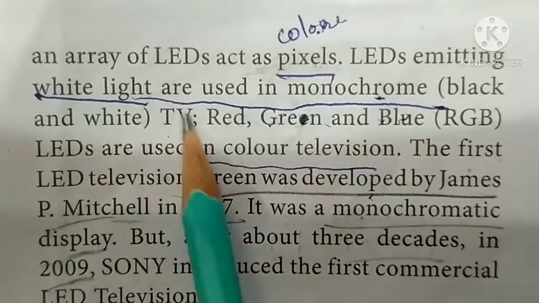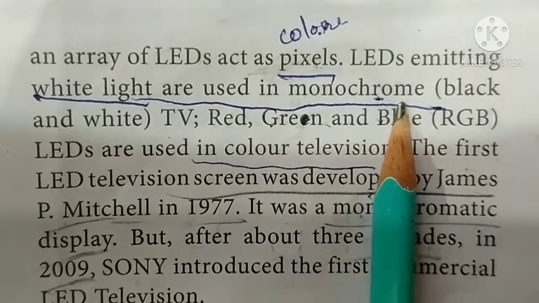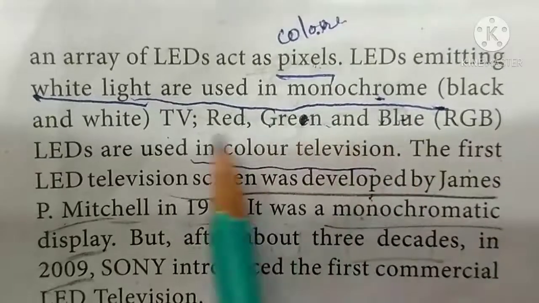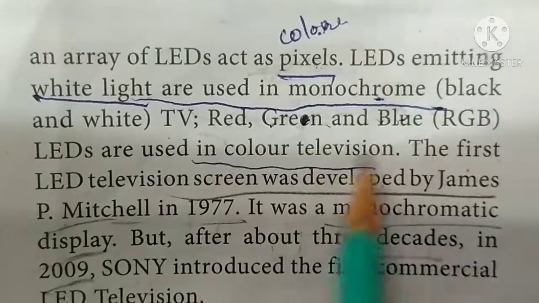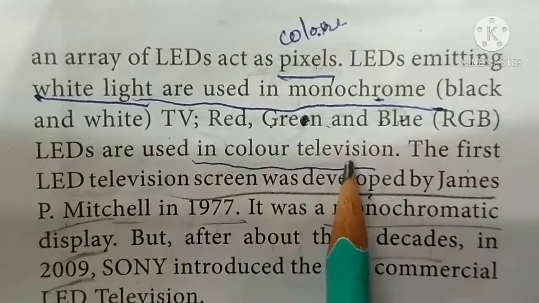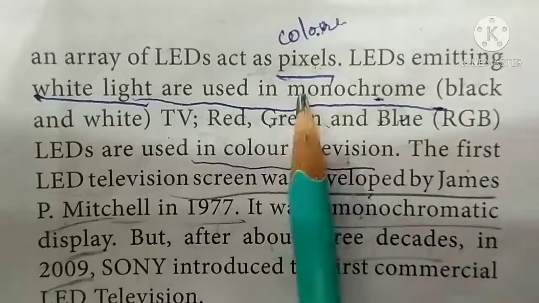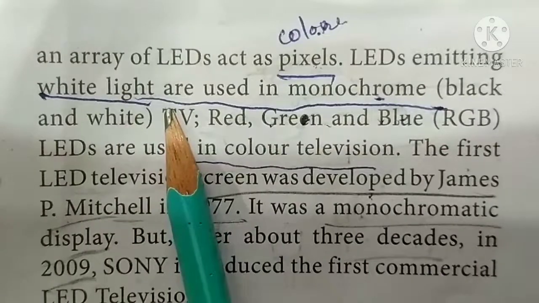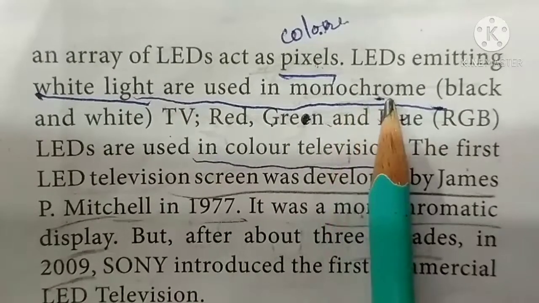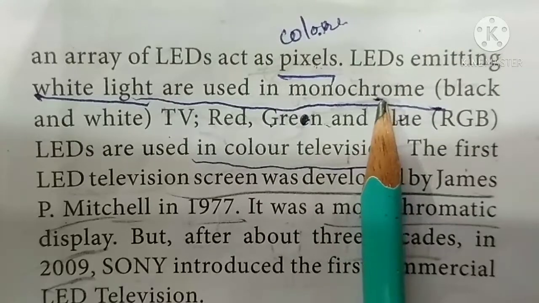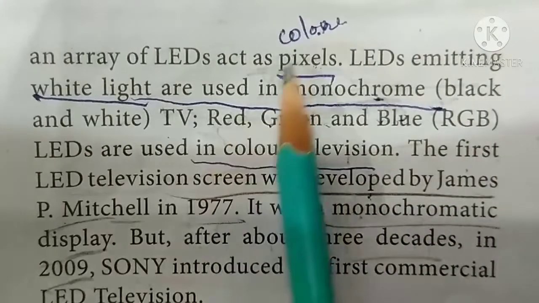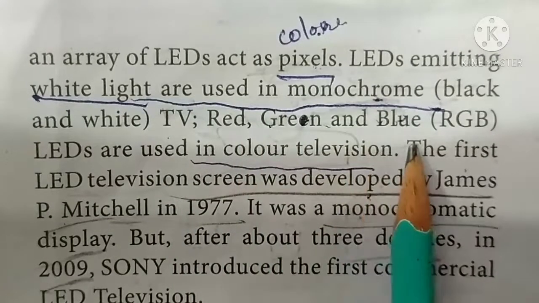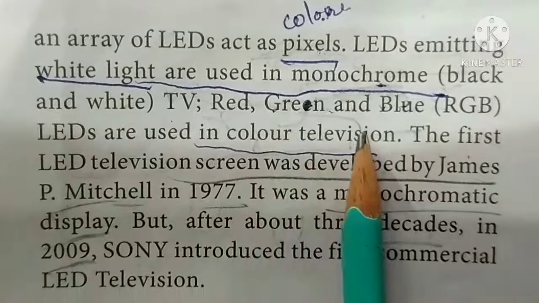LEDs emitting white light are used in monochrome, that is black and white TV. In the color TV, the different colors, red, green and blue, are used. In the black and white TV, the LEDs emit only white light. Monochrome means only one single color. But in the color television, red, green, blue are the colors used.